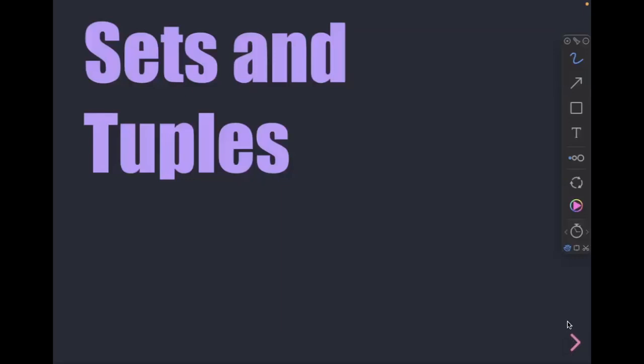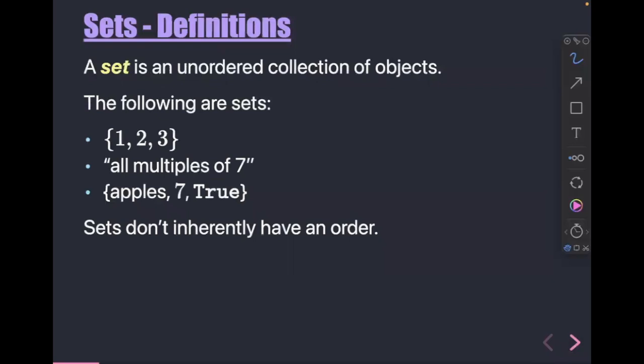This lesson is about sets and tuples. So first, let's just start with the definition of a set. A set is just an unordered collection of objects.